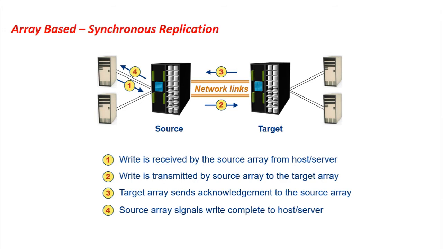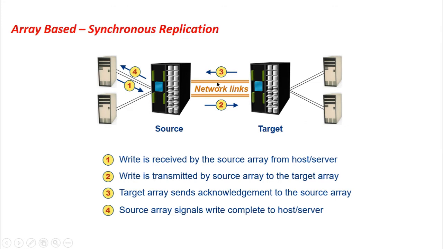If the network link fails, replication is suspended. However, the production work can continue uninterrupted on the source storage array. The array operating environment keeps track of the writes that are not transmitted to the remote storage array. When the network links are restored, the accumulated data is transmitted to the remote storage array.